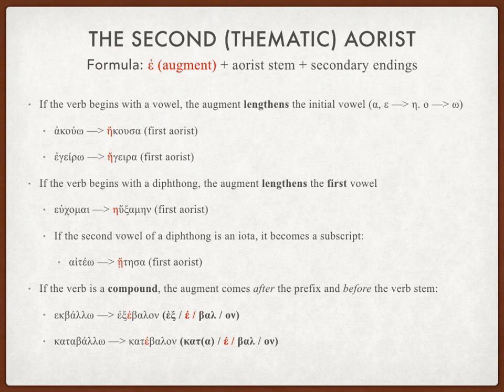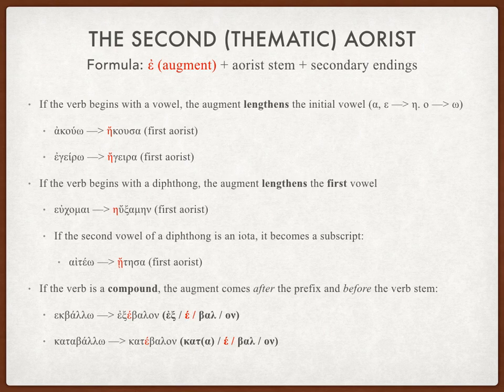The augment is only going to affect the first vowel in that sequence. So for example, euchomai, I pray, will become euxamen. I've only lengthened the epsilon to an eta, and I've kept the upsilon, the second vowel, intact. So you can still recognize what verb that comes from, even if you take away the augment from the beginning. Euxamen, I prayed. The one exception, or the one sub-note to this rule, is that if the second vowel is an iota, like in the verb aiteo, that iota, after the lengthening occurs, will become a subscript.